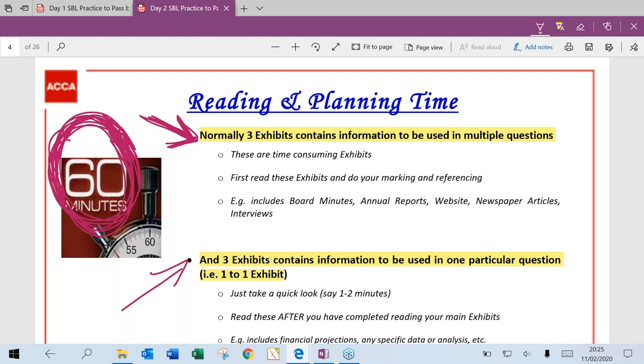And Najia is asking, what is the meaning of 1-to-1? Oh, okay. A 1-to-1 exhibit means an exhibit which contains information which is supposed to be used in only one particular question. Like we did SFA, you remember this fact sheet? That fact sheet was a classic example of 1-to-1. That fact sheet was only used in requirement 1B. So it was a 1-to-1 exhibit.